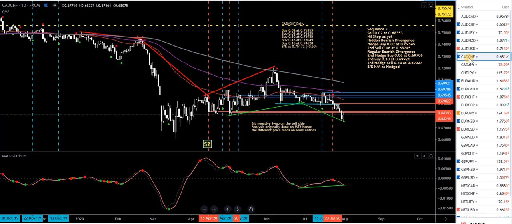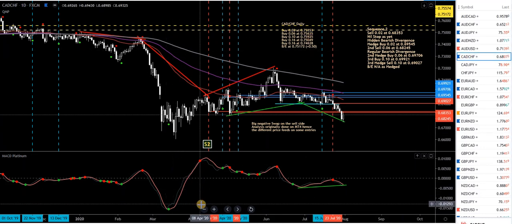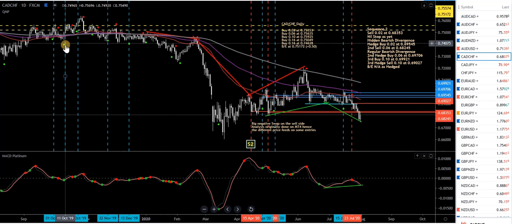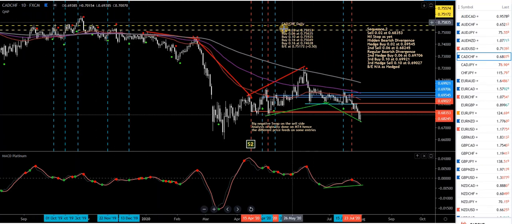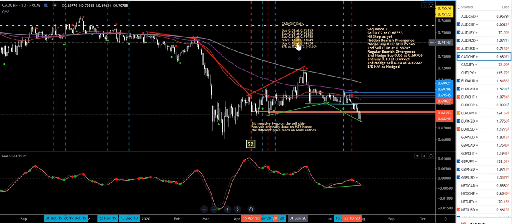CAD Swiss. Now this is one of my problems. If I narrow the chart down, you'll see these 5 buy trades over here. That's these 5 trades here. I'll drop the ball, let them get away from me. They're just like an anchor at the moment on me.